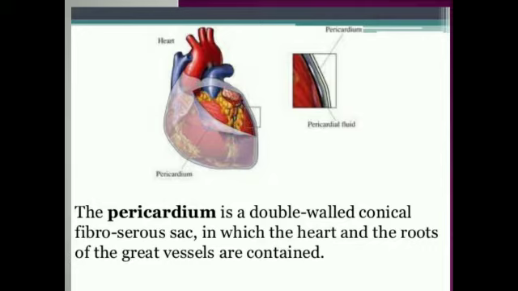So you can see here, this is a heart which is enclosed by a layer, a fibroserous or double-walled conical fibroserous sac. You know what we mean by sac? The sac is called the pericardium. The pericardium encloses the heart, and the roots of the great vessels are contained within it. The roots of the great vessels are also enclosed within the pericardium.